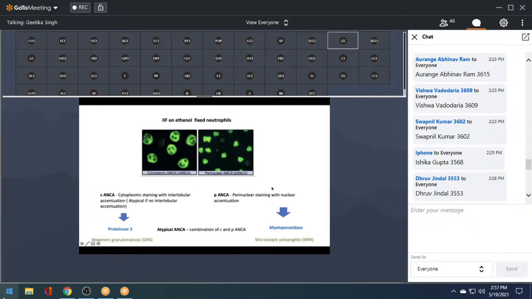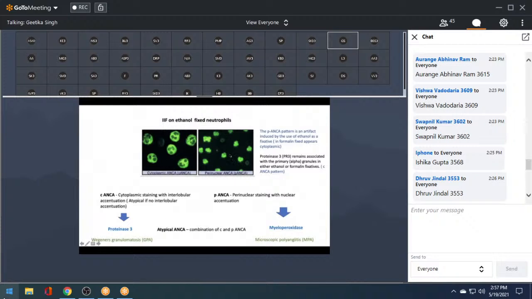The other interesting thing to remember is, if somebody asks you about the fixation of these neutrophils, it's important to remember that this P-ANCA pattern is actually an artifact of ethanol fixation. If I were to fix these neutrophils with formalin, which is also a very standard fixative, I wouldn't get the P-ANCA pattern at all.